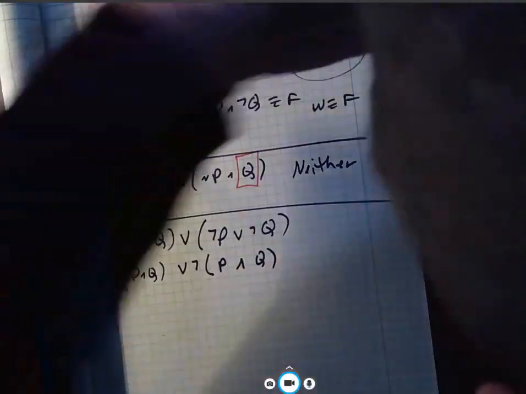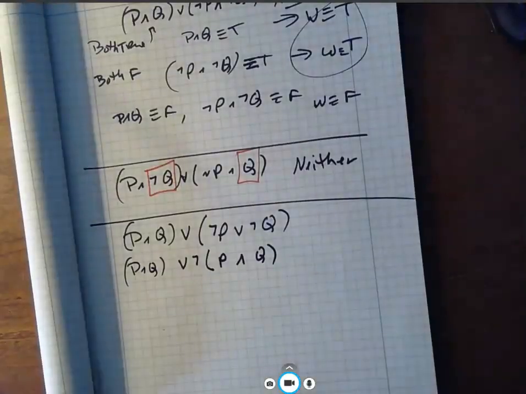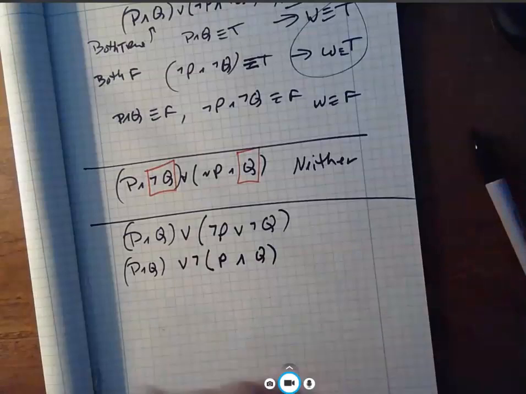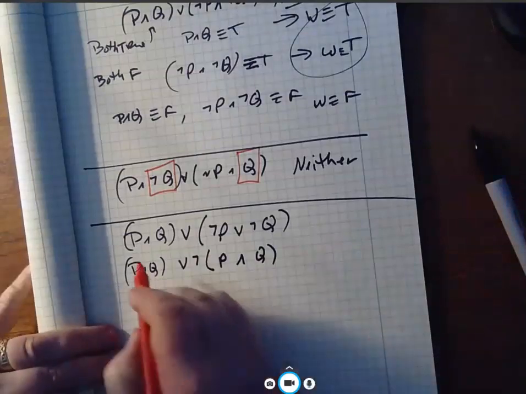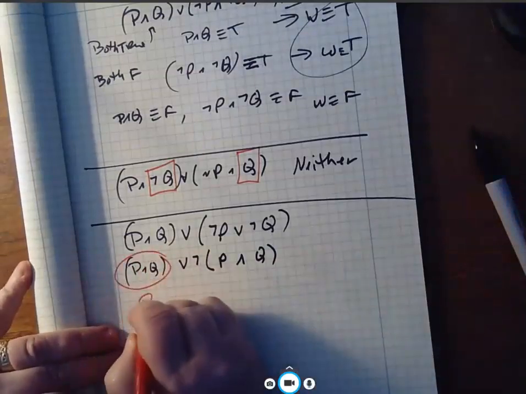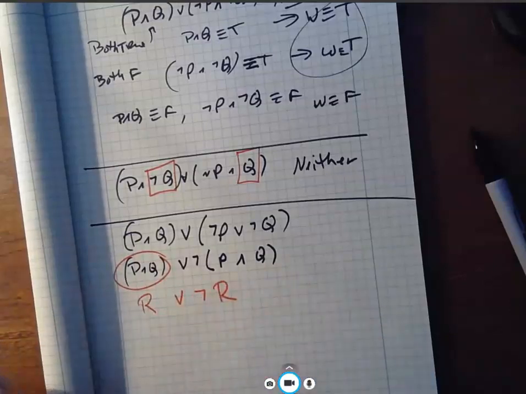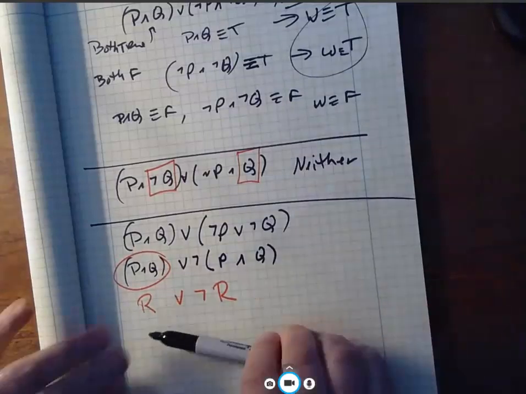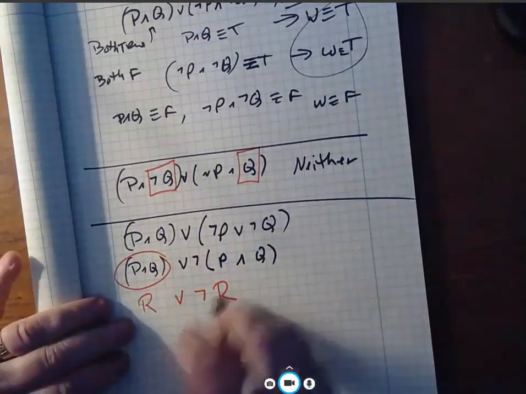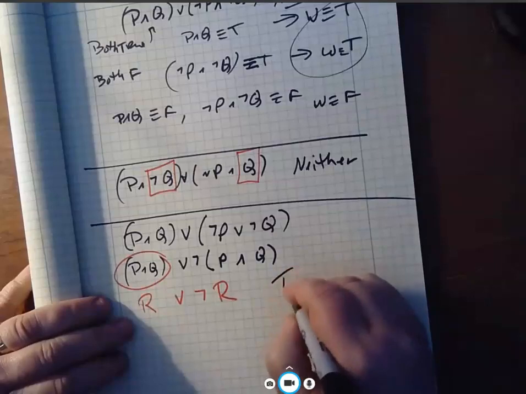So notice what we have here. If we look at the big picture, we have a statement or not that statement. So we know that R or not R is always going to be true, so this is a tautology.